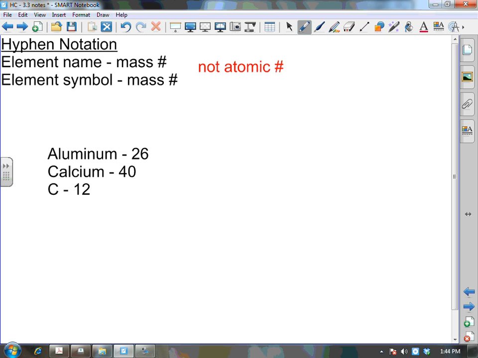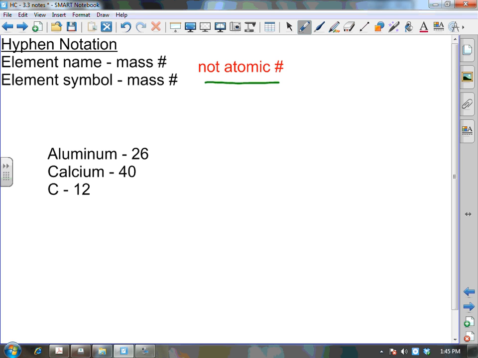The second way that we are going to write or represent the number of protons, electrons, and neutrons in an atom is what we call hyphen notation. In hyphen notation, we have two choices here. One, we can just simply write the element's name followed by a dash and then the mass number, or we could shorten that up and put the element symbol followed by the mass number. It is not the atomic number. And people sometimes get these confused.